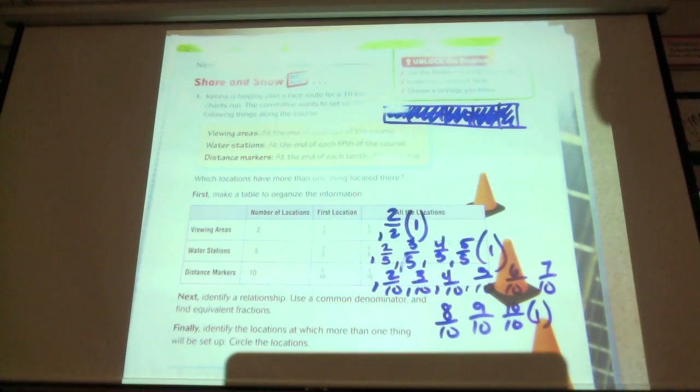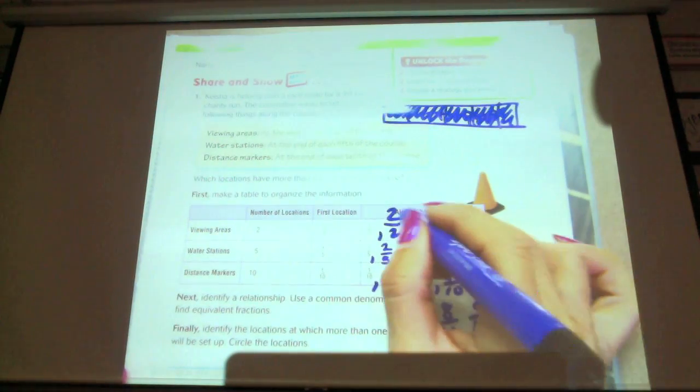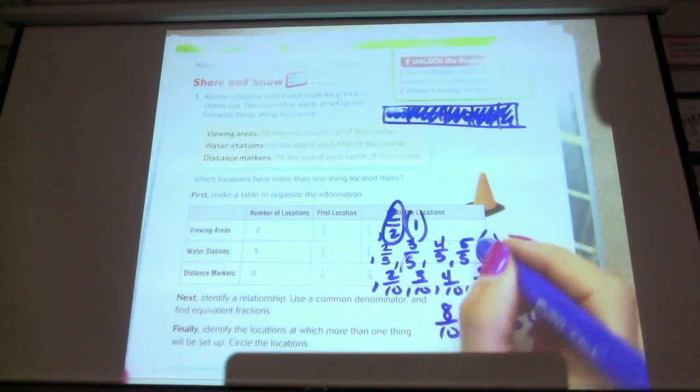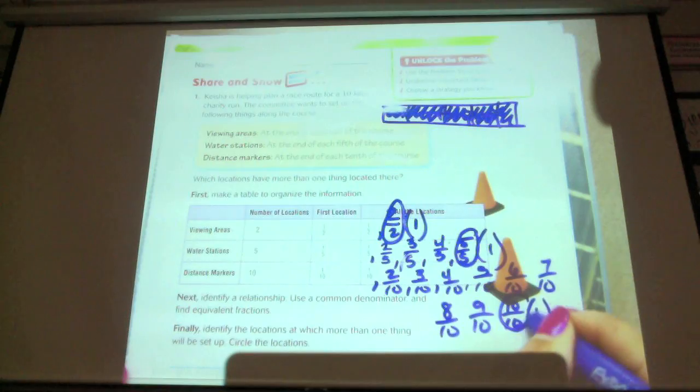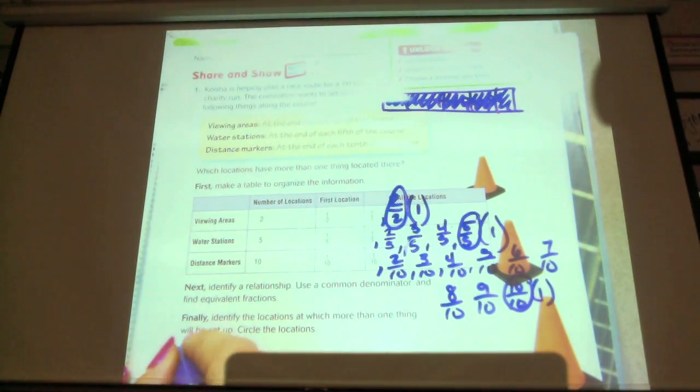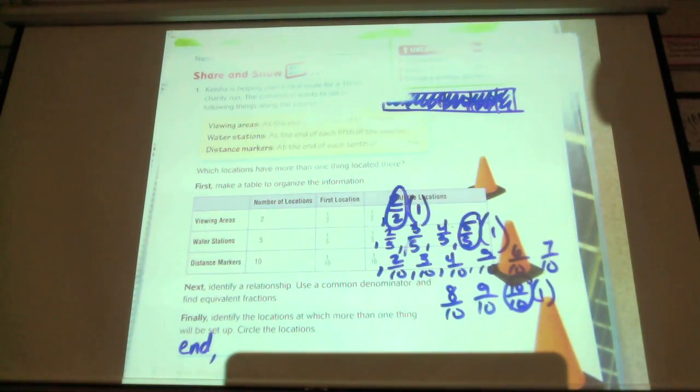So let's start with the obvious. Which spot is going to have at least 2 markers or stations or something? Which one is going to? Andy? Well, the viewing areas is going to be at the half and the 1 whole. Which one is going to have all 3? The 1 whole, right? So I'm going to circle this. That's one area. So we're going to have the end, the finish line. That's our 1 whole.